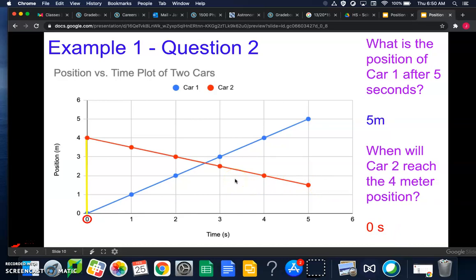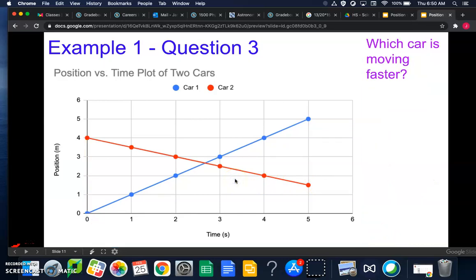Okay, let's keep going. Which car is moving faster? To do that, we need to calculate how fast they're going using the slope. So we'll start with car 1, right? Remember the first step to do that is to draw the rise and the run on there. The rise looks like it's going to be 2 meters because it goes from 3 to 5. 5 minus 3 is 2. The run looks like it's going to be 2 seconds because it goes also from 3 to 5. 5 minus 3 is 2. Okay, and so then we take our rise divided by our run. So we're going to go 2 meters divided by 2 seconds. And that's going to equal 1 meter per second.